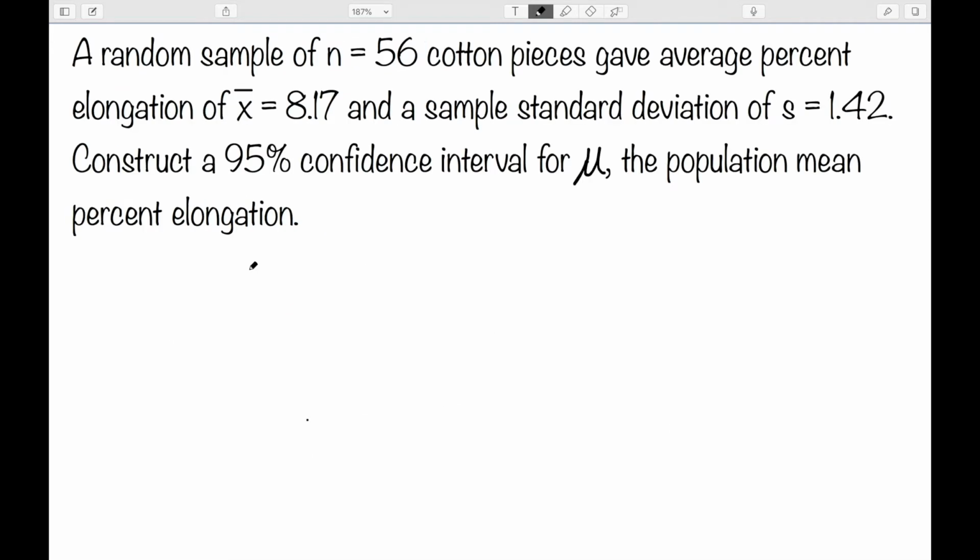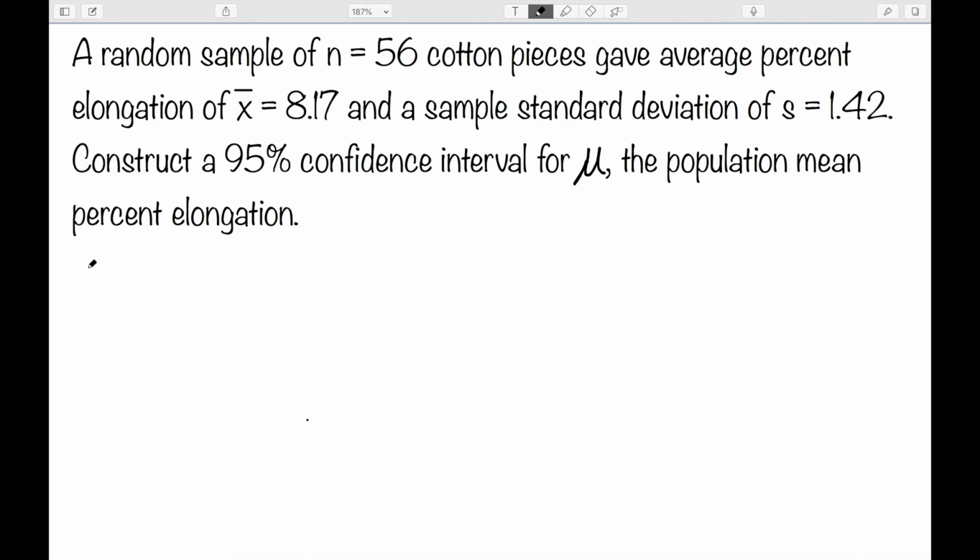A random sample of 56 cotton pieces gave average percent elongation of x bar equal to 8.17 and sample standard deviation of s equal to 1.42. I want to construct a 95% confidence interval for mu, the population percent elongation. So let's try to do this by hand.